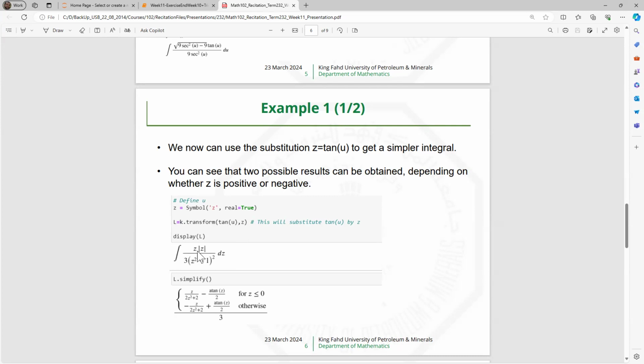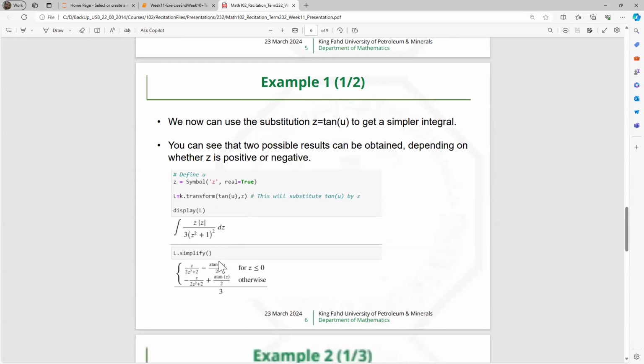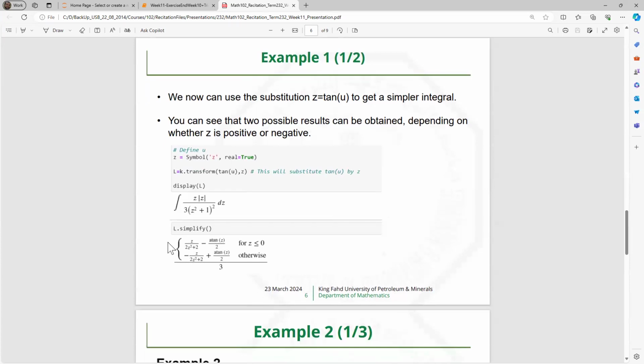We have the integral of z times the absolute value of z over 3 times z squared plus 1 squared. So the result depends heavily on whether you allow z to be positive or not. If you want to simplify it, you see the 1/3 is a common factor here. So the first integral, if z is negative, gives z over 2z squared plus 2 minus arctan of z over 2. Otherwise, if z is positive, you get minus z over 2z squared plus 1 times arctan of z over 2.